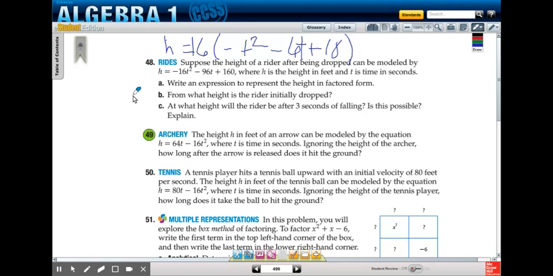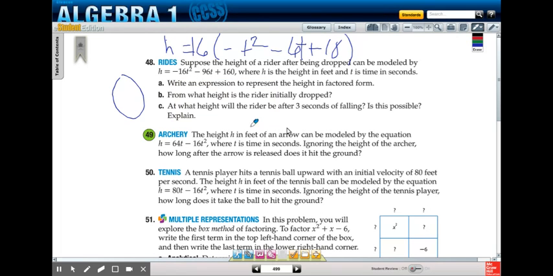So then it says, from what height is the rider initially dropped? Let's see. When the rider was initially dropped, right away, the time should be 0, correct? If you think about it, you're initially dropping this rider. This is like an amusement park ride, bungee jump or something, or just some way to scare somebody to death. And time 0 is when you are initially dropping them. So you're going to put 0 in for t for the time and see what you get for the height.